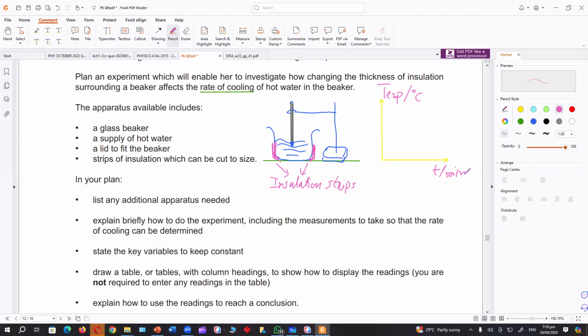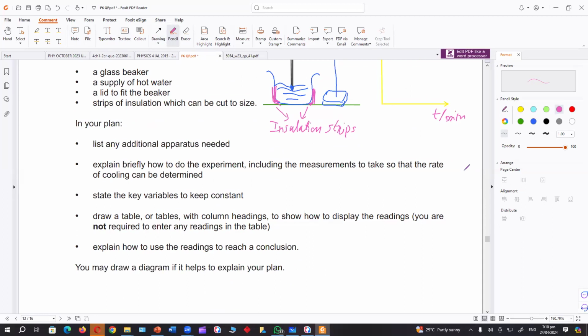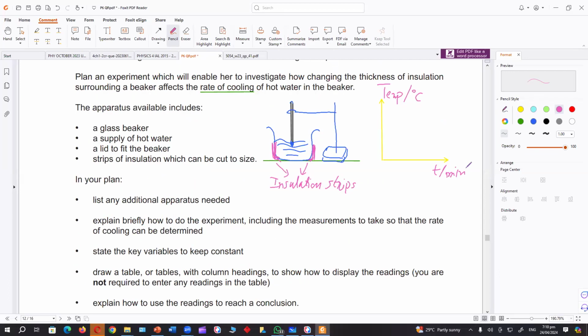And what will be the plan? You start the experiment, record the temperature at regular intervals of time, and then plot a graph of temperature against time. The gradient of this graph will be the rate of cooling.